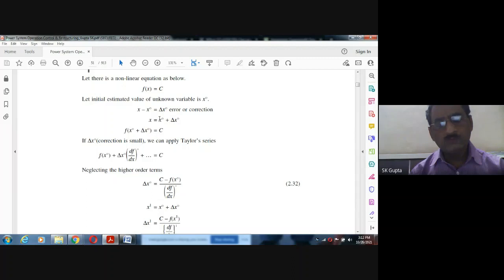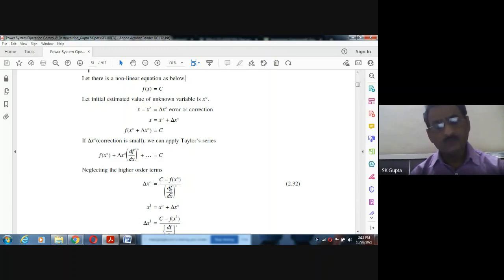Then estimated value plus error is called the actual value, and this error is obtained with the help of the Taylor series when we expand it. From here we find the error delta x is equal to c, the given value, minus f of x0, which means calculating this function with the estimated value. If you put x equal to x0 here, we will get something other than c, because x0 is the estimated value and not a correct value.